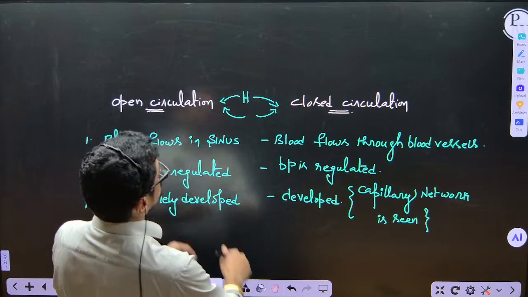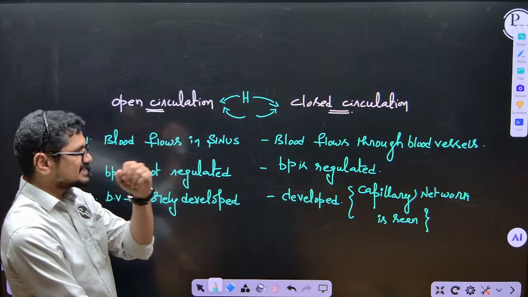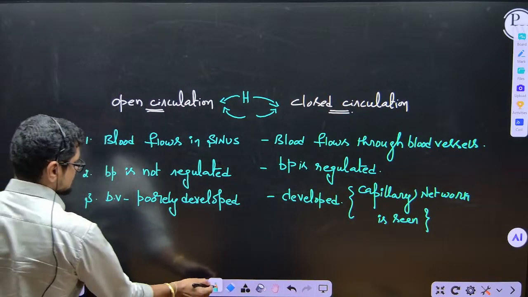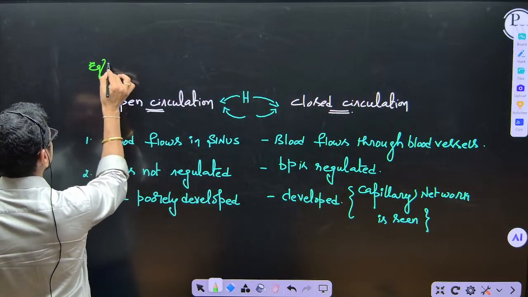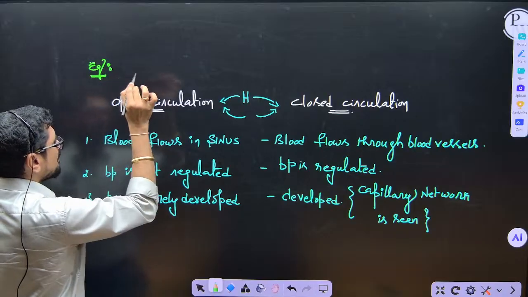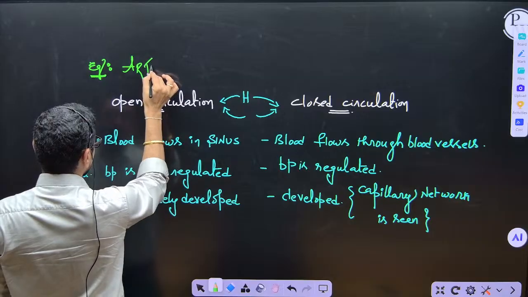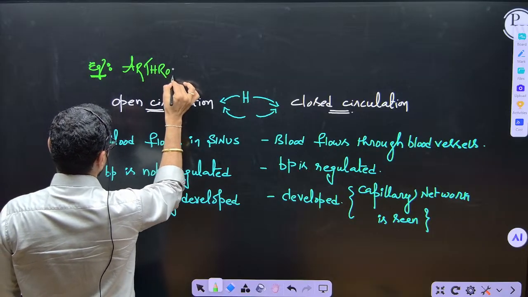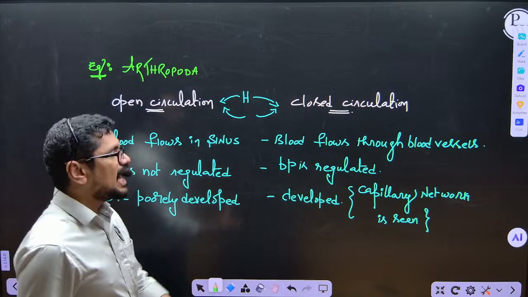Where do you find this open circulation? Where will you find this closed circulation? Let us see now. In open circulation, example. Open circulation is present. I will write one example, my dear friend: Arthropoda. So many other examples are also there, but simply I will write Arthropoda.